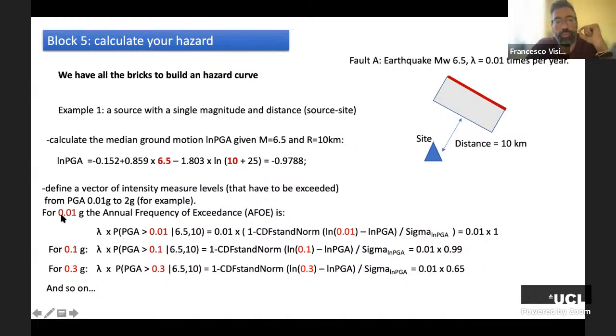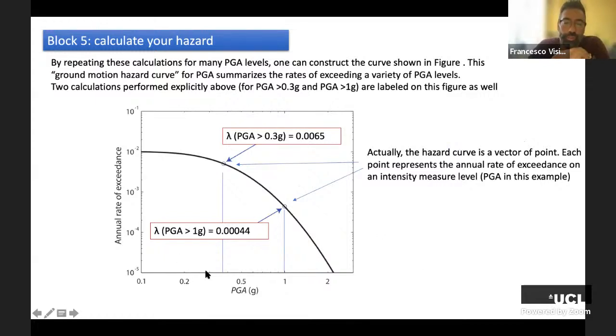So for 0.01g, the annual frequency of exceedance is given by this multiplication. For 0.1g it is another value, and for 0.3g again another value, and so on. So actually what we did is calculate, for any value of the PGA intensity threshold, the probability of exceedance. So what we represent with a curve is actually a vector of points.